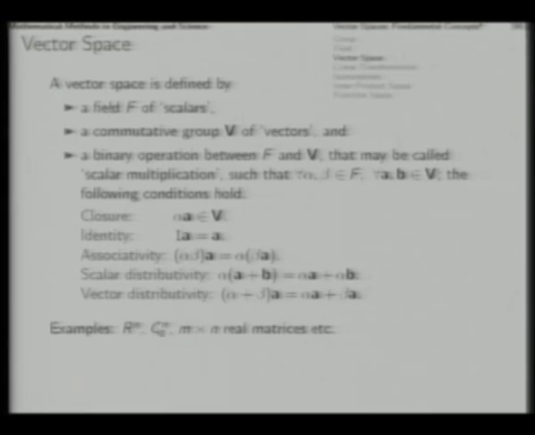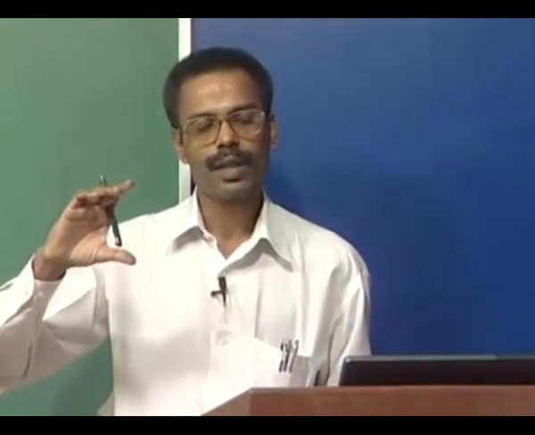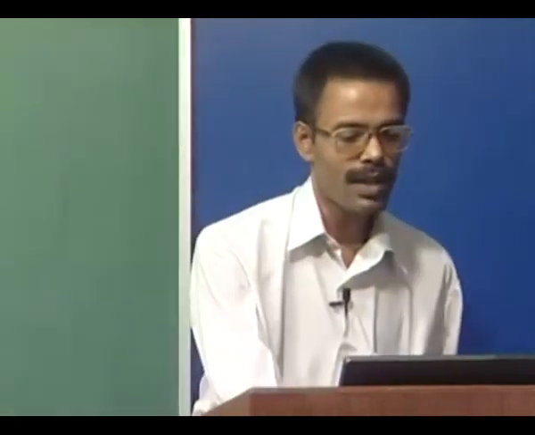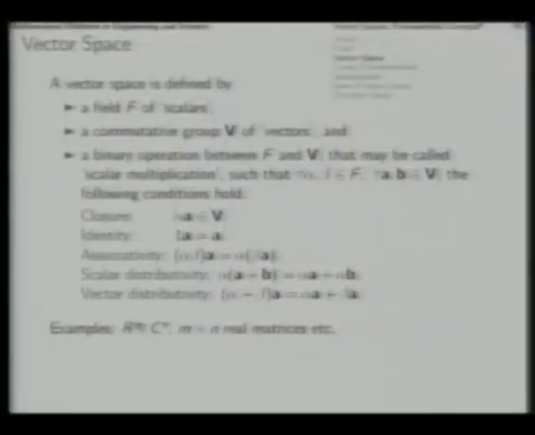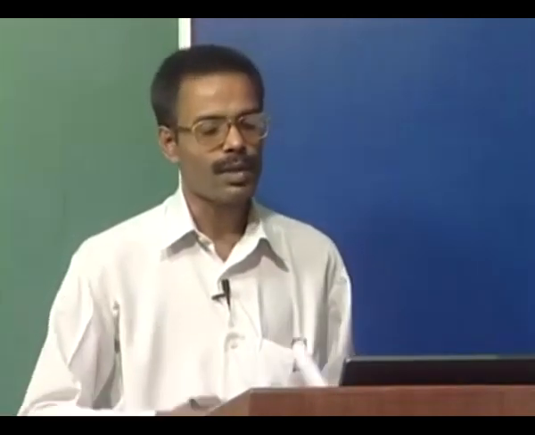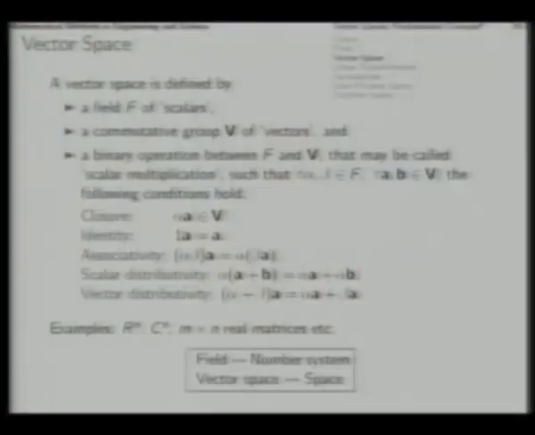Now R^n, C^n, that is, n-dimensional real coordinate vectors and n-dimensional vectors with complex coordinates, are all examples of vector spaces over the field of real numbers, over the field of complex numbers and so on. M by n real matrices will again form a vector space of their own and so on. From here you will note that the way a field is an abstraction of the number system, the vector space is actually an abstraction of the ordinary geometric space in which we live.